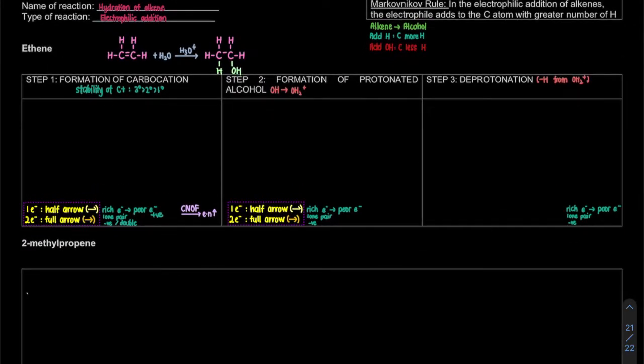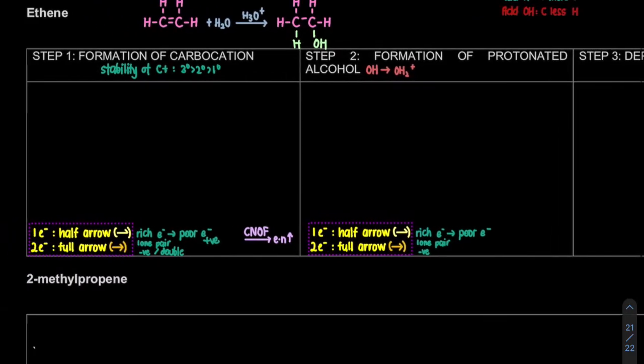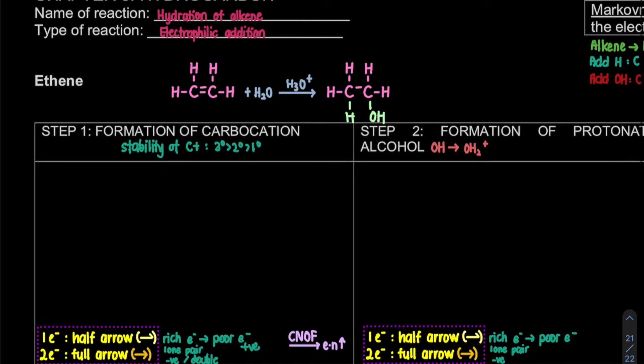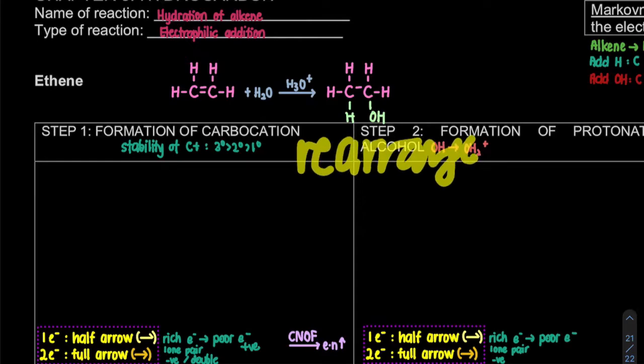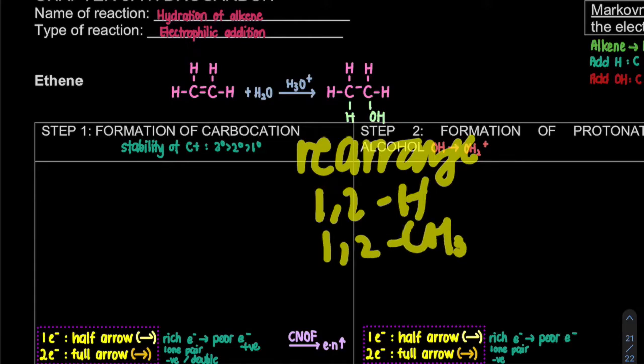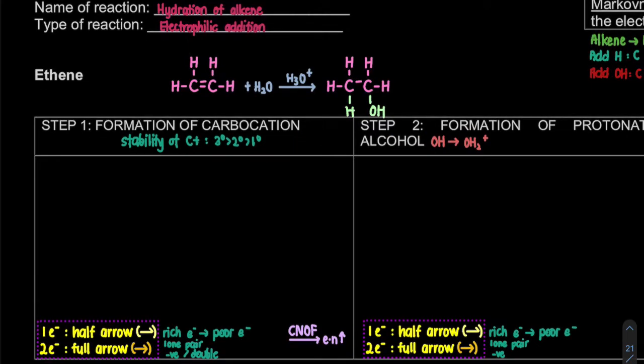Okay, so there are three steps for this mechanism. Step 1, formation of carbocation. Step 2, formation of protonated alcohol. The last step is deprotonation. For the first step, formation of carbocation, if you still remember what I mentioned about stability, when we're talking about carbocation, we always have to keep in mind whether we have to do the rearrangement or not, whether a 1,2 hydride shift or a 1,2 methyl shift.